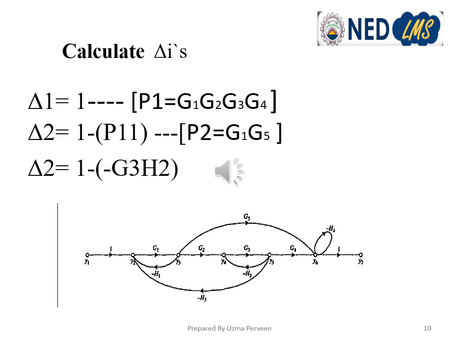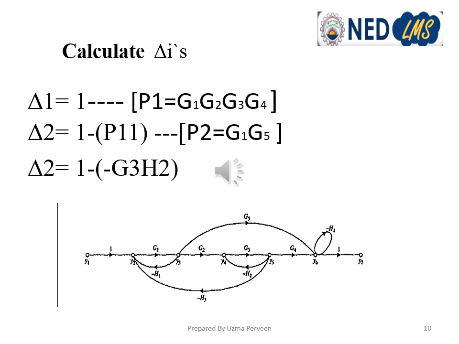After calculating del, we'll calculate del i's. Here we need two del i's because we have two forward paths P1, P2. So we'll calculate del 1 and del 2. To calculate del 1, we will see forward path 1, P1, which is G1, G2, G3, G4, which is the straight line in this signal flow graph. And because all of the loops are actually touching forward path 1, therefore del 1 equals 1.